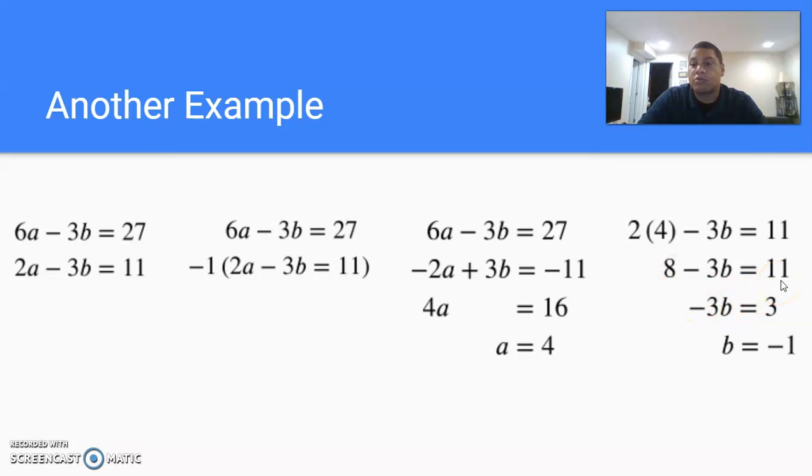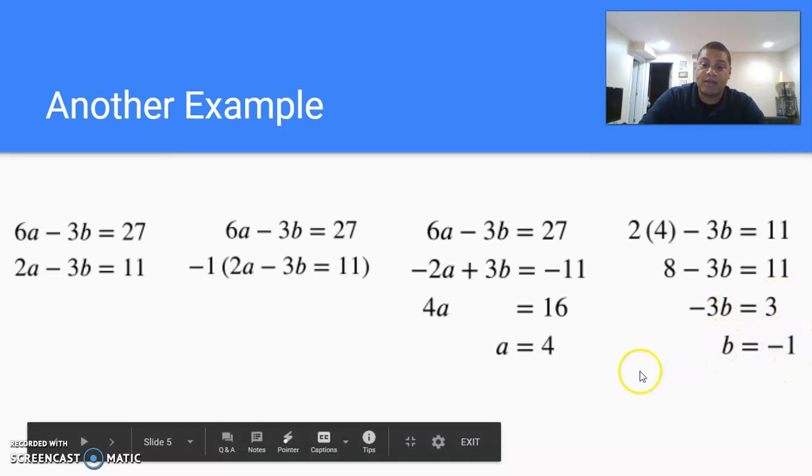Subtract 8 from both sides. Make sure you keep this negative sign here. A lot of kids will get rid of the 8 and forget about the negative sign. Make sure that still stays. Divide both sides by -3 and you get b is -1. Final answer: 4, -1.